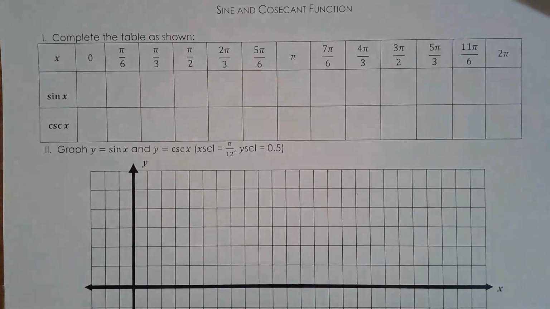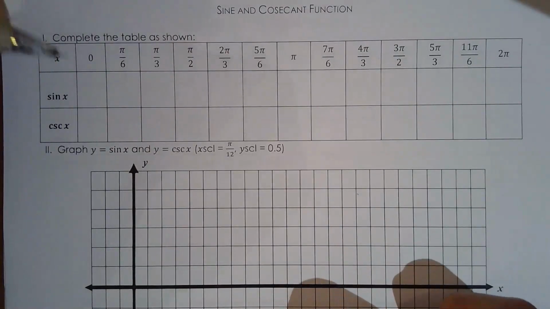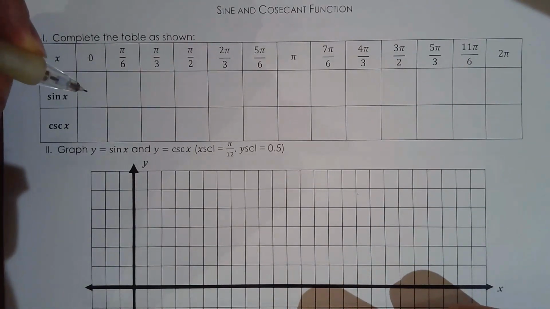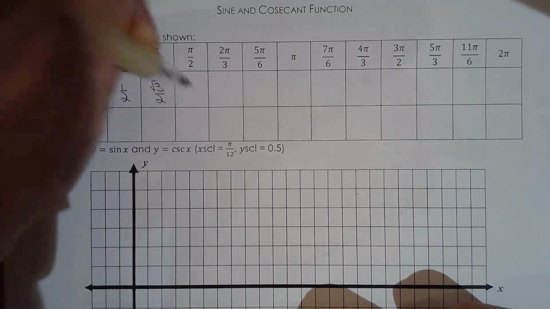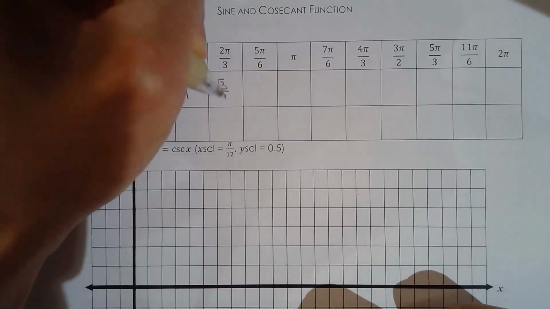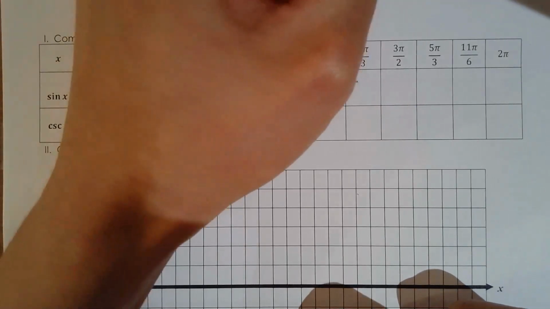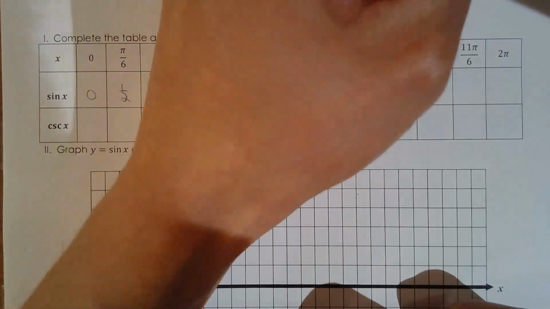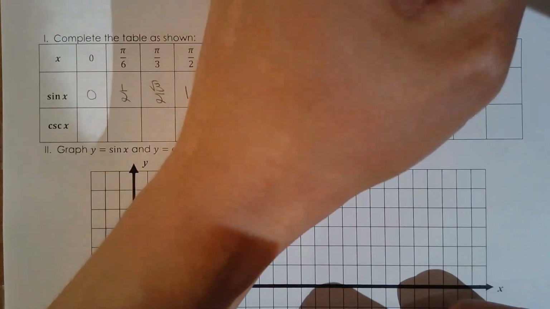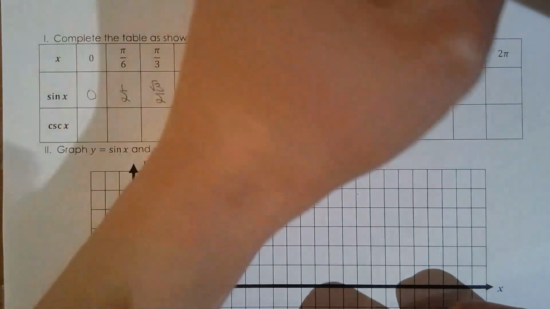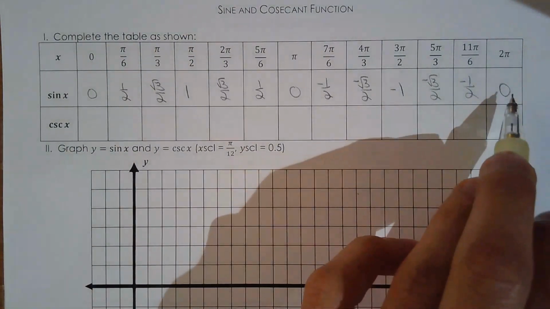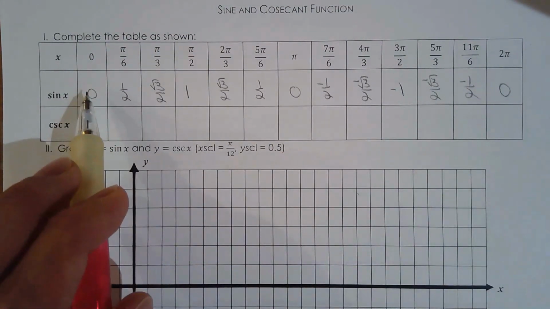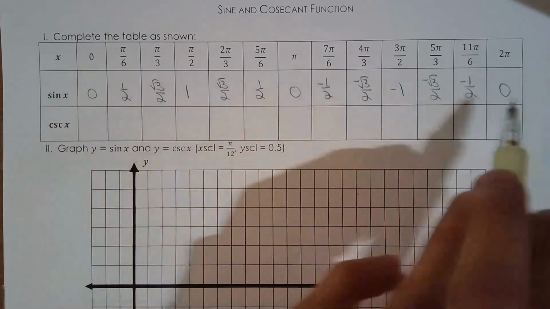So let's fill in these ratios. Hopefully you don't need to refer to the video. Okay, so I'm glad I get that sine 2 pi is also 0, because these two angles are coterminal.